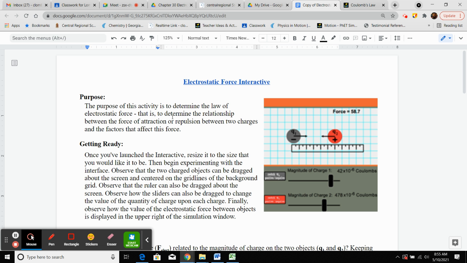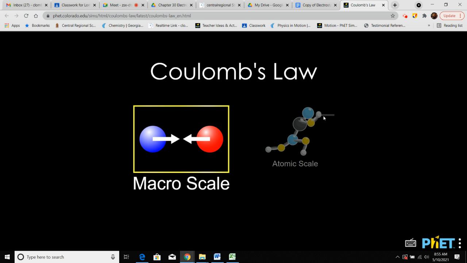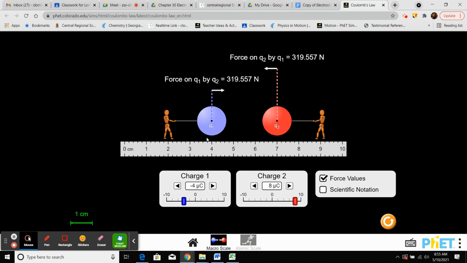So that is the purpose of this, to try and determine the relationship between the force of attraction or repulsion between two charges and the factors that affect this force. Okay, so we have the link that was embedded. It's on PhET. Go to the macro scale, and hey, this is what we got.